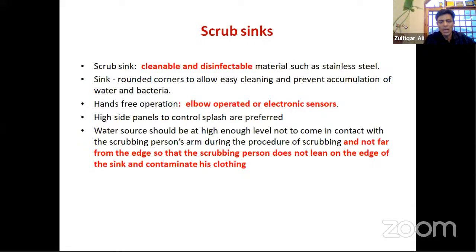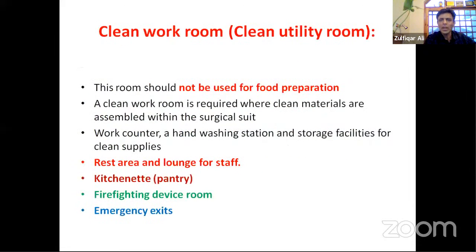There should be no sharp edges. The clean and utility room, or the clean work room, should not be used for food preparation. This room is the area where we have clean materials. They are assembled, which are used during the surgical procedure. Then there are some other areas which come under the clean area.